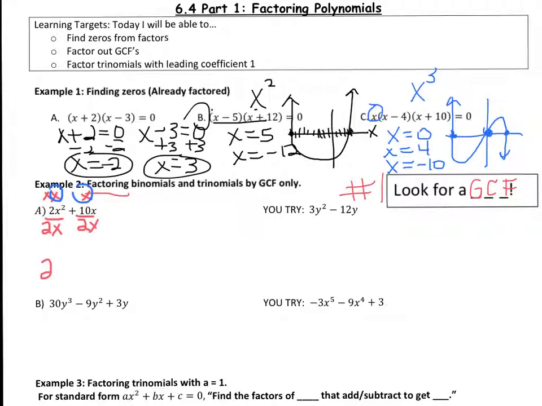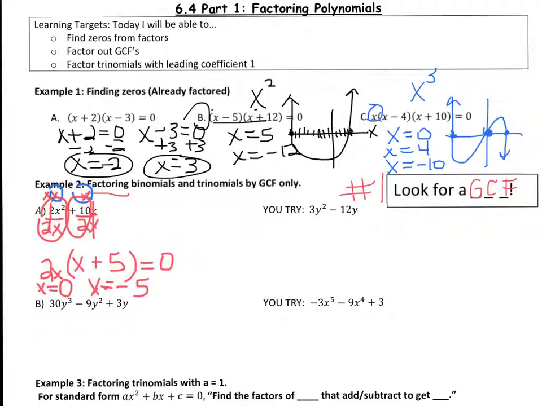So we'll put the GCF right here, and then we need to write the other factor that it's multiplied by to get the original problem. So what do you multiply 2x by to get 2x squared? X. In other words, what's 2x squared divided by 2x? Just x. And then we figure out what is 10x divided by 2x? Well, 10 divided by 2 is 5, and the x's cancel out. So the factors for this are 2x and x plus 5, which means the zeros would be x equals 0 and x equals negative 5.